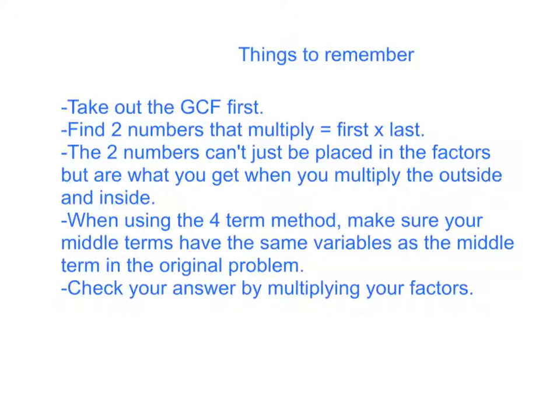And then when using the 4-term method, make sure your middle term has the same variable as the middle term in the original problem. So those two terms that you're making it 4 terms with, you look at the middle term of the original problem and make sure that they're the same. And finally, always when you're factoring, check your answer by multiplying your factors. Make sure you have the correct signs. Make sure you're getting what you started with when you do multiply that out.